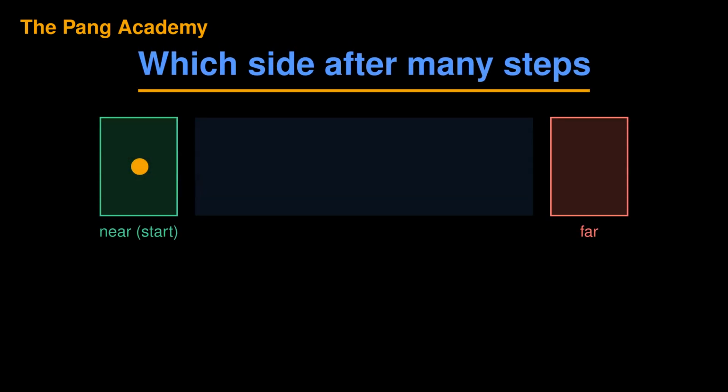Let's make it harder. A marker starts on the near bank of a river and crosses back and forth. Each crossing does the same thing a flip did. It swaps the side, near, far, near, far. After an even number of crossings, the marker is back where it started. After an odd number, it's on the far side.